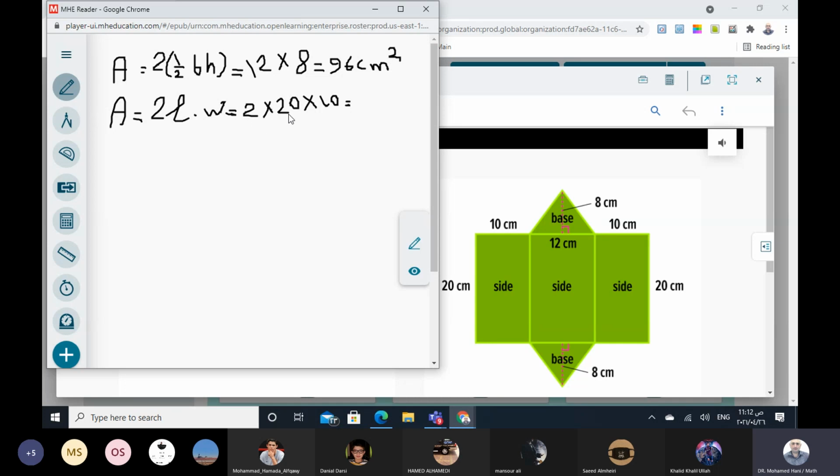Two times 20, 40. 40 times 10 will be 400 centimeters squared.